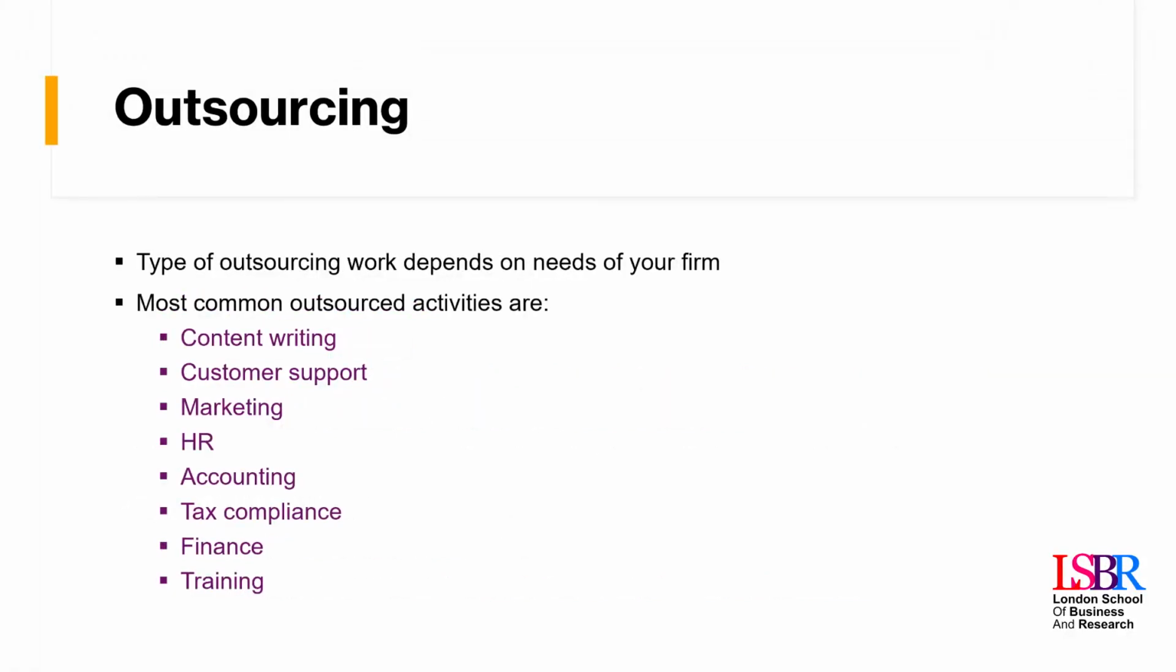Types of outsourcing work, these are the areas of work that tend to be outsourced. So stuff like writing content, customer support, marketing, even human resources, accounting, taxing and compliance, finance functions and training. These are all things that sometimes get outsourced because it's cheaper or more efficient for your organization to have someone else do it for them rather than recruiting people into your firm. It allows your firm to focus on those areas that are of value add to your company, the areas that will allow your company to realize the most benefits.